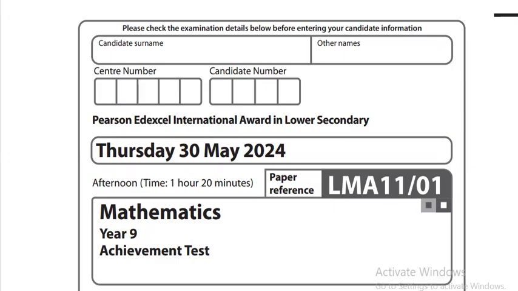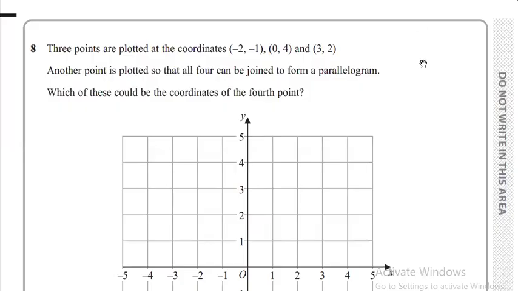In this video, we're going to talk about Year 9 Achievement Test, May 2024. Section A, Part 2. Question 8. 3 points are plotted at the coordinates -2, -1, 0, 4, and 3, 2. Another point is plotted so that all 4 can be joined to form a parallelogram. Which of these could be the coordinates of the fourth point?